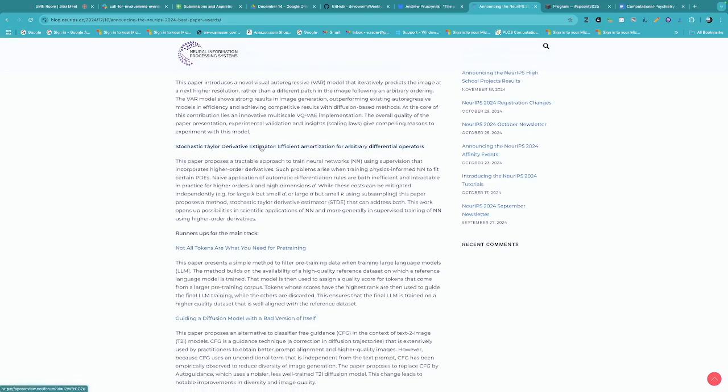The second one is Stochastic Taylor Derivative Estimator, Efficient Amortization for Arbitrary Differential Operators. So this is a tractable approach to train neural networks using supervision that incorporates higher order derivatives. So a lot of stuff that's like multi-scale or doing higher order calculus or things like that. Interesting where they're kind of going with the field. Such problems arise when training physics-informed neural networks to fit certain PDEs. So these are differential equations, partial differential equations. So they're trying to use physics-informed neural networks to fit certain partial differential equation solutions, or at least models.